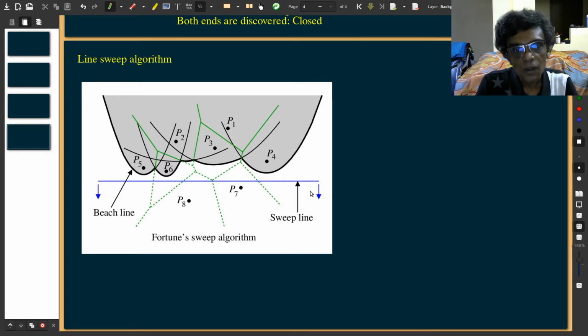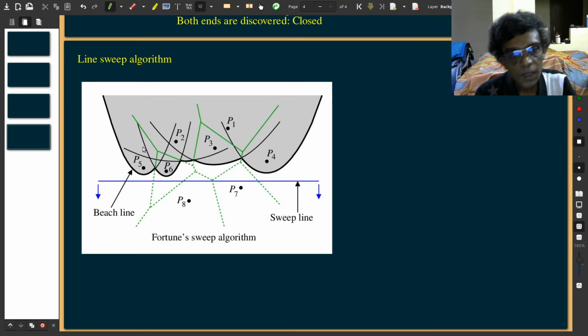So, the sweep line has come here, but still there are some portions of the Voronoi diagram that are yet to be discovered above the sweep line. But there is nothing to be discovered in future above the beach line. The beach line is not actually a straight line. I will describe what it exactly means.